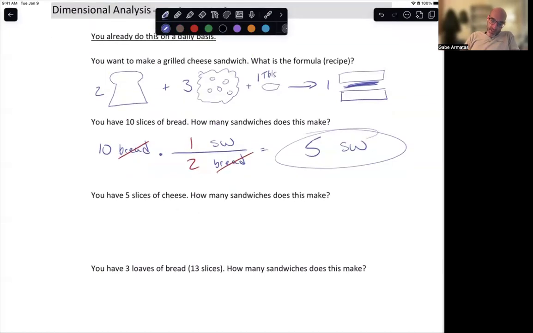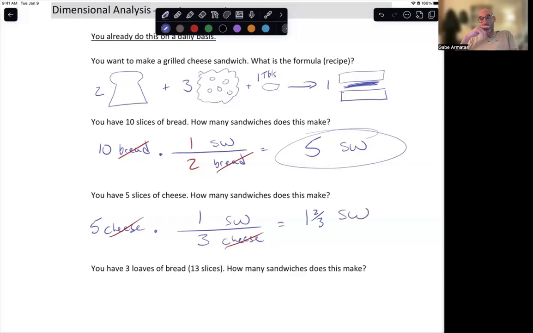All right, well, 5 slices of cheese. Again, times a fraction. I want the cheese to go away, and I want to figure out how many sandwiches it's going to make. For every 1 sandwich, I'm going to have 3 slices of cheese. So the cheese cancels, and I'm going to have how many sandwiches? Well, 5/3 or 1 2/3. 1 2/3 sandwiches. So I can almost make 2 sandwiches, but technically I can make 1 2/3 sandwiches.